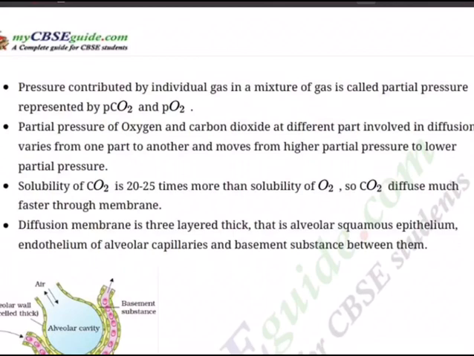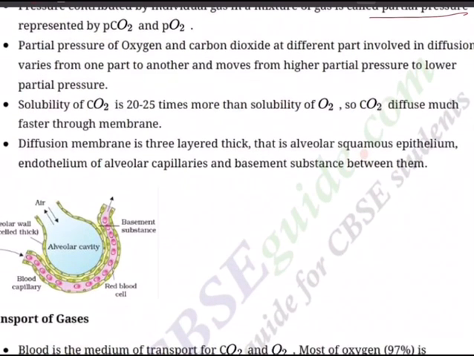Pressure contributed by an individual gas in a mixture of gases is called partial pressure, represented by PCO2 and PO2. Partial pressure of oxygen and carbon dioxide at different parts involved in diffusion varies from one part to another, and gas moves from higher partial pressure to lower partial pressure. Solubility of CO2 is 20 to 25 times more than solubility of oxygen. So, carbon dioxide diffuses much faster through membranes.